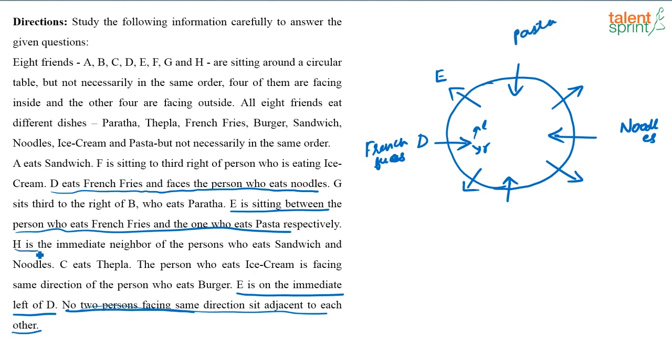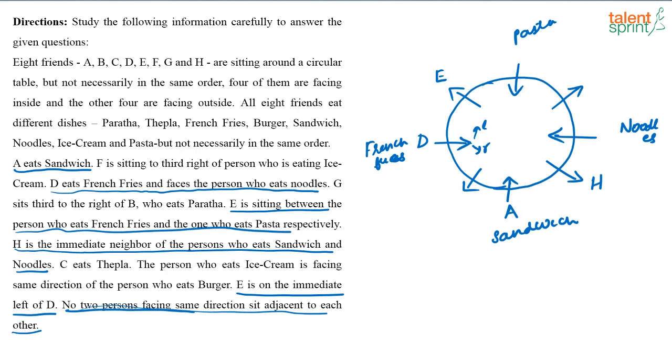Then H is the immediate neighbor of the person who eats sandwich and noodles. So either H is here. If H is here, then this has to be sandwich. Not possible, right? So H is here. H is between noodles and sandwich. So this has to be H, and this has to be the person who eats sandwich, and it is already given that A eats sandwich. So this is A. Then what next?